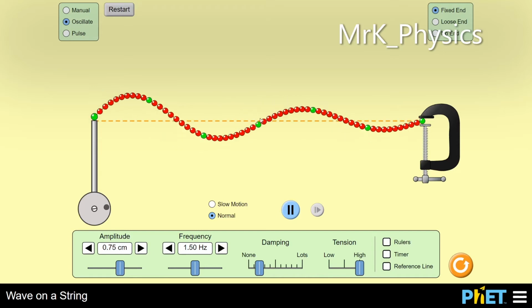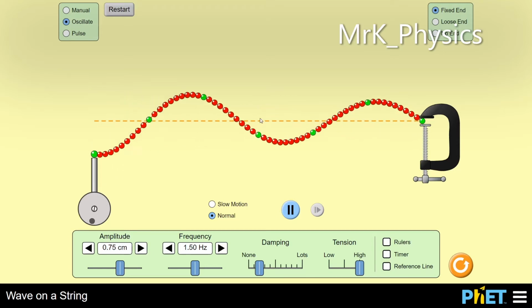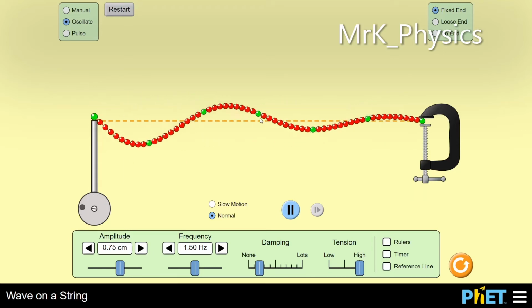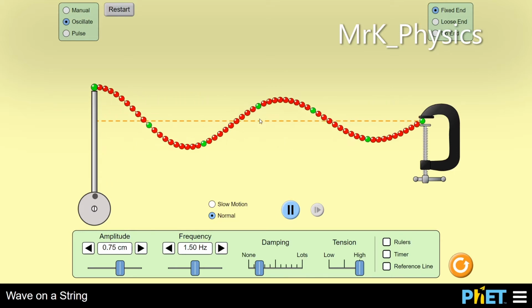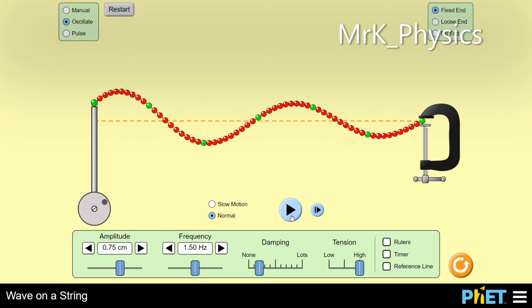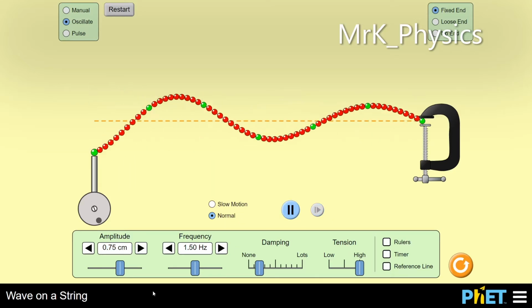So what we have is vibrations up and down, which are 90 degrees or at right angles to the direction of the wave, because the direction of the wave is to the right hand side. So you've got this right hand side wave direction, but this up and down motion, meaning there's a 90 degree angle between the wave direction and that direction of motion. So I'll let that play for a little bit more.